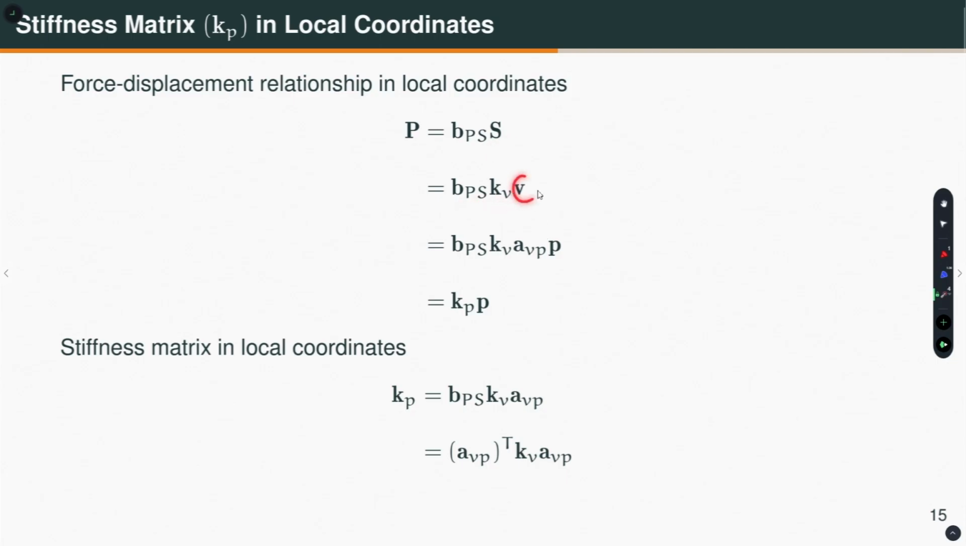Now, V, the deformation in the basic coordinates, is equal to AVP into P, which I just now derived. So, BPS into Kv into AVP into P is what? On the left hand side I have force in the local coordinates and this is the displacement in the local coordinates. So, what is this quantity then? This is nothing but the stiffness matrix in the local coordinates, which we are calling Kp. Okay. So, stiffness matrix in local coordinate is BPS into Kv into AVP, and recall that BPS and AVP are transpose of each other. So, I can write this equation as AVP transpose Kv into AVP, as simple as that.